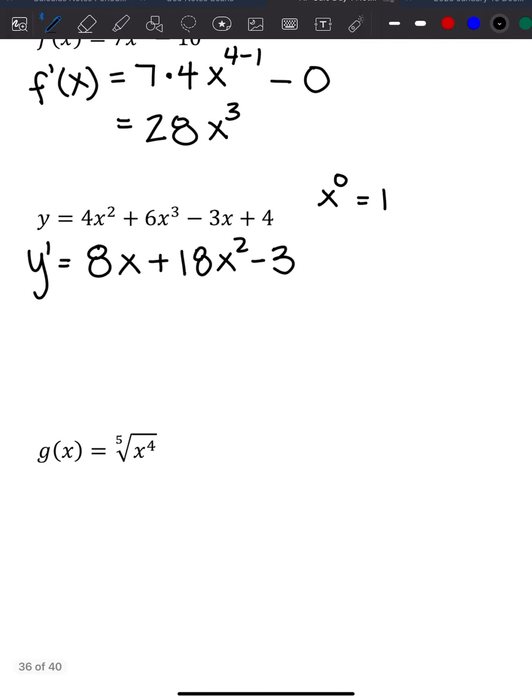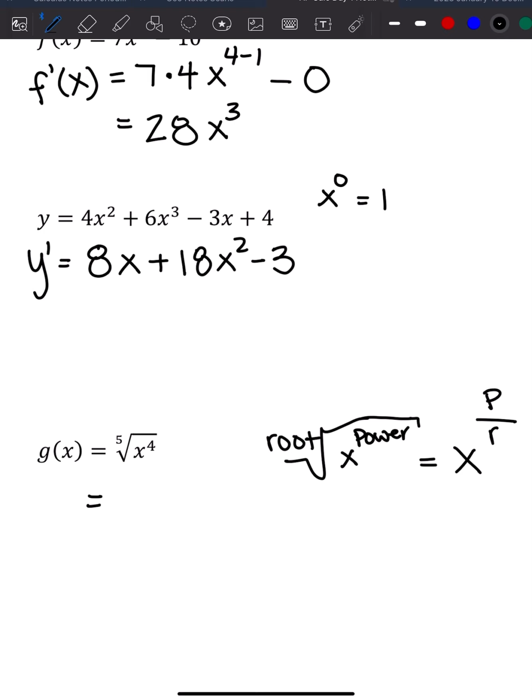Sometimes we reach problems like this, and this is not in the form that is power rule, so we need to change it. So we need to use those exponent rules to kind of change what we have. Our exponent rule for this is when we have something that looks like a root and a power, we can take that x and it turns into a fractional exponent where the power is on top and the root is on the bottom. So if we do that here, that'll be x to the 4 over 5.